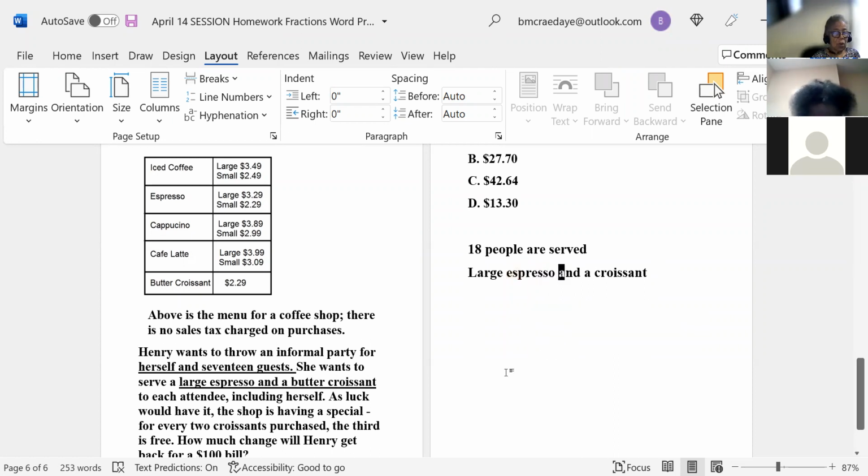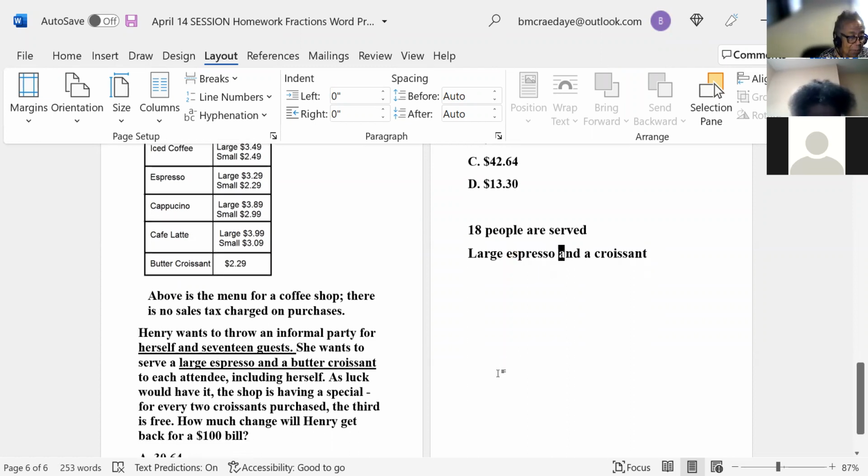There we go. So we know what's being served. Now the shop is having a special. What is the special? For every 2 croissants, the person should get the third one free. All right, so you have to know this. Every 2 croissants purchased, the third is free.